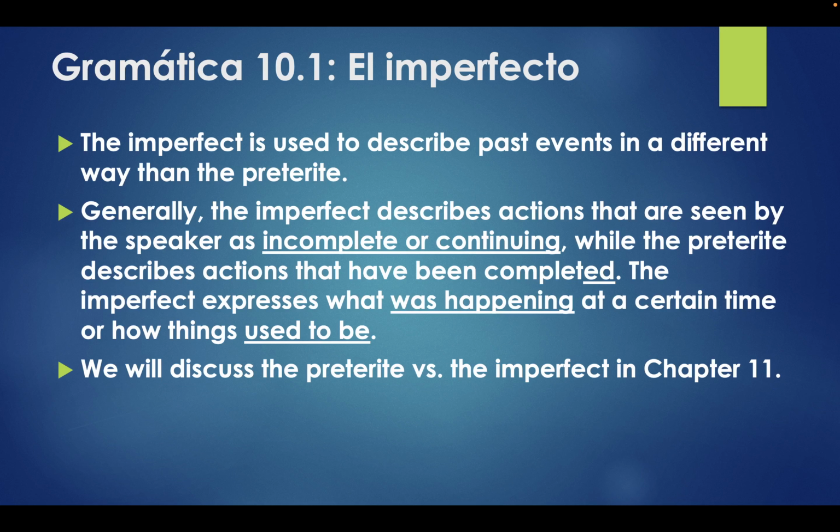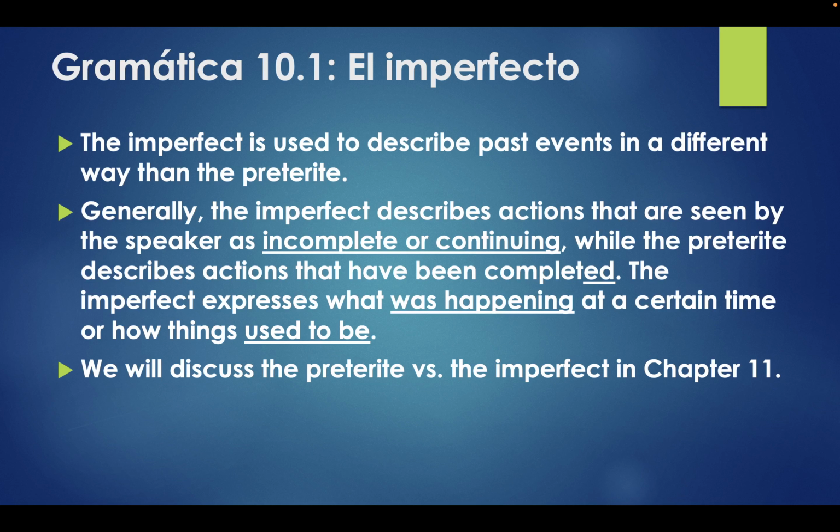As far as its conjugations, let's talk a little bit about why it's used. And we'll spend a lot more time on preterite versus imperfect in chapter 11, our next chapter. But just as a guiding resource for you here, we use the imperfect usually to describe past events in a different way than the preterite. And that's because preterite events are over and done with. They have happened. Last night, I went to the movies. Yesterday, we went shopping at Johnson City Mall, whatever.